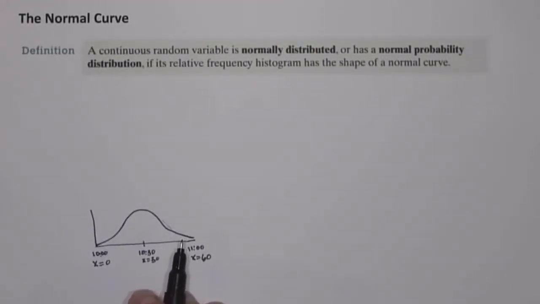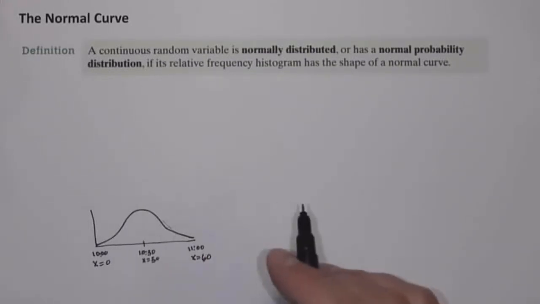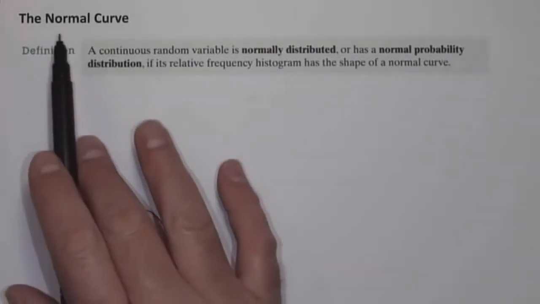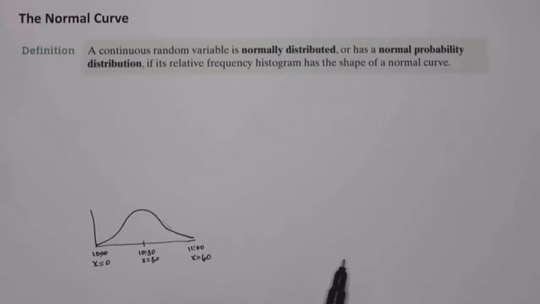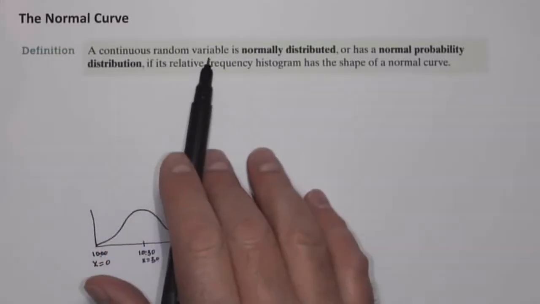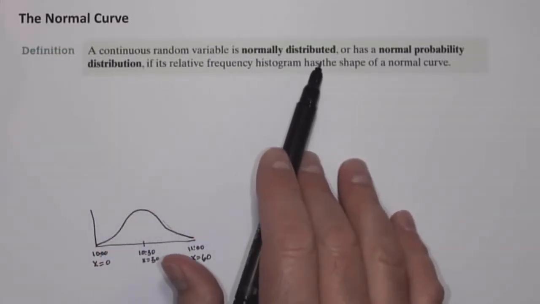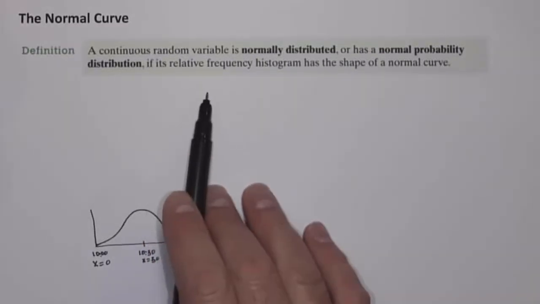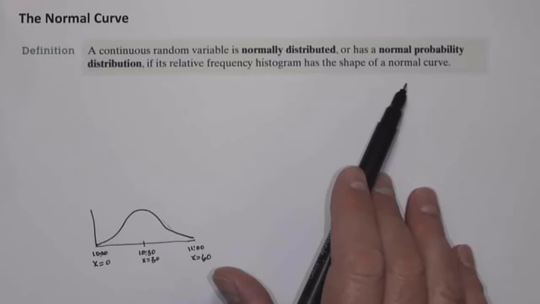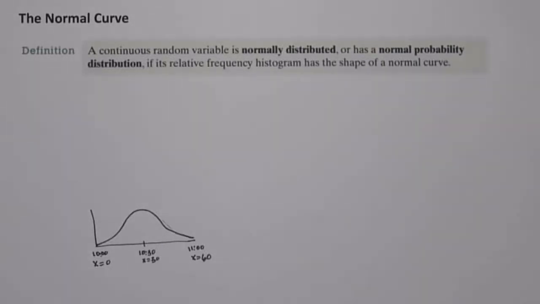Okay? So where we're moving next, and the reason why I discuss this, is we're going to be talking about a normal curve. A continuous random variable is normally distributed or has a normal probability distribution if its relative frequency histogram has the shape of a normal curve. Now, what am I talking about with this?